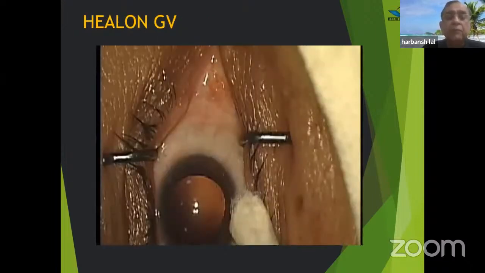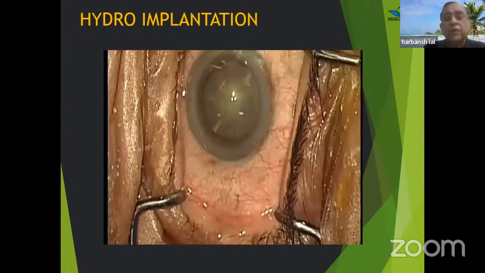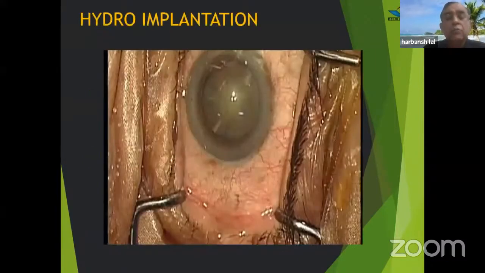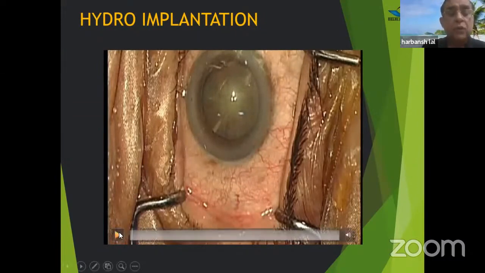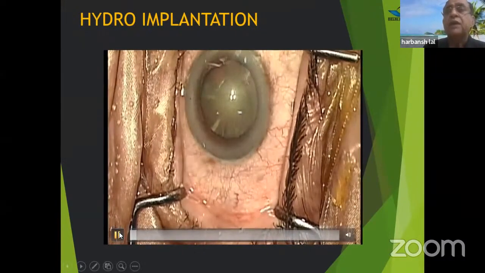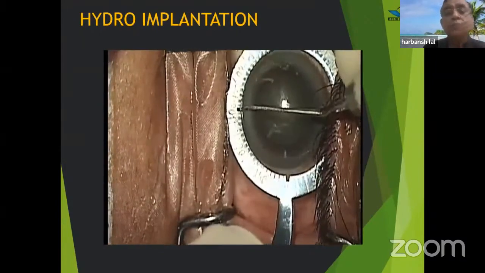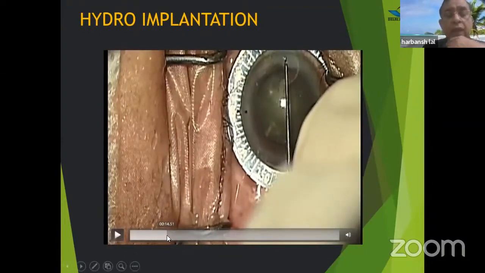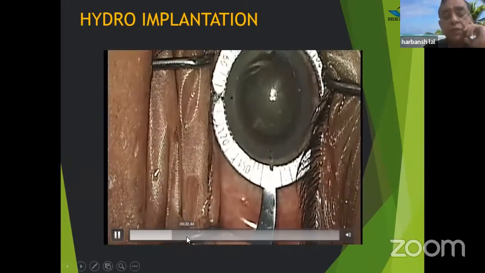And once you are putting an implant, use Hilon-GB or do the hydroimplantation and a surgery. Do not use the methyl cellulose, because methyl cellulose cannot be removed completely from the capsular bag. So if you use the Hilon-GB, it comes out completely. If you use the methyl cellulose, it remains there and the post-op rotation chances will be higher.